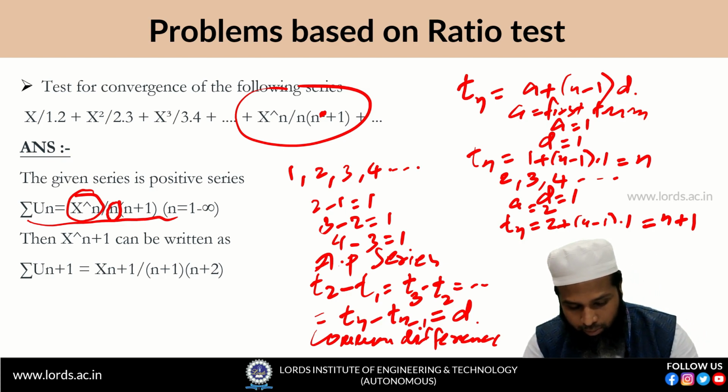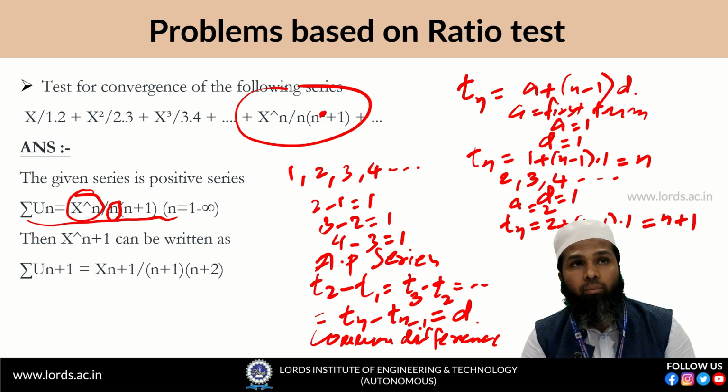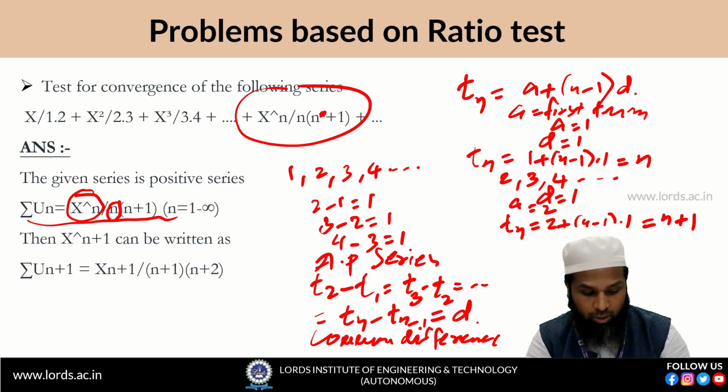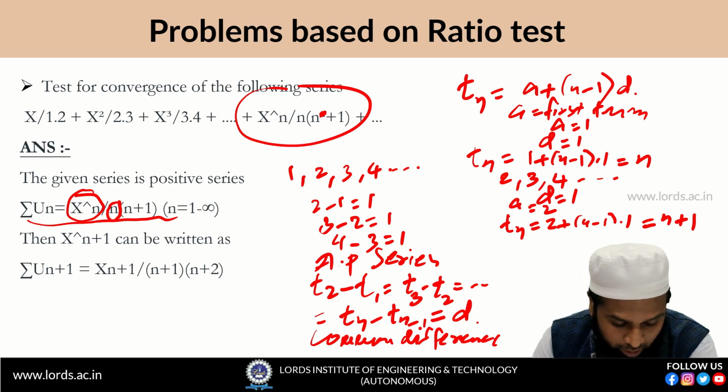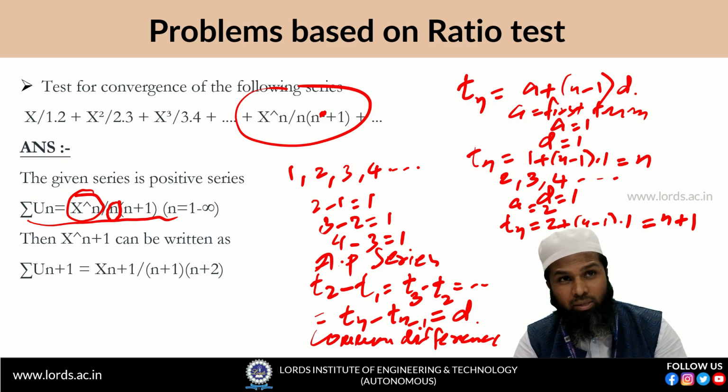Here the nth term is given. If the nth term is not given, we have to apply this logic and write the nth term of the series, that is nothing but the summation un. And one more thing you have to understand: how to verify that whatever nth term written by you is the correct one.